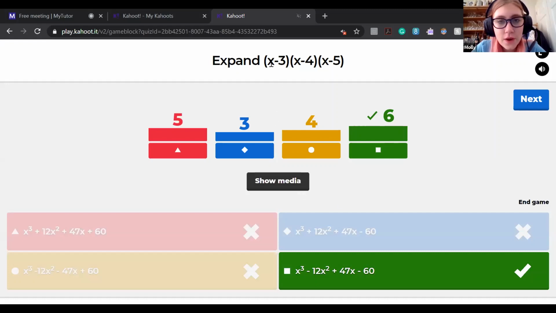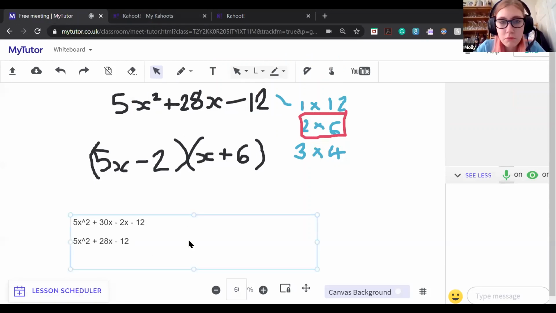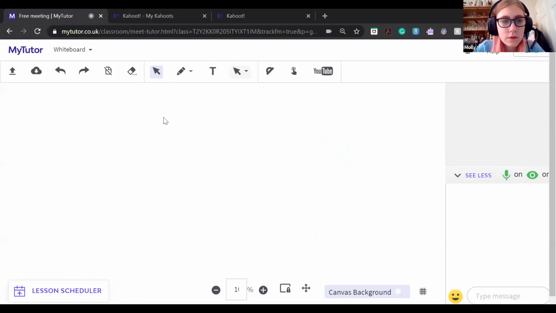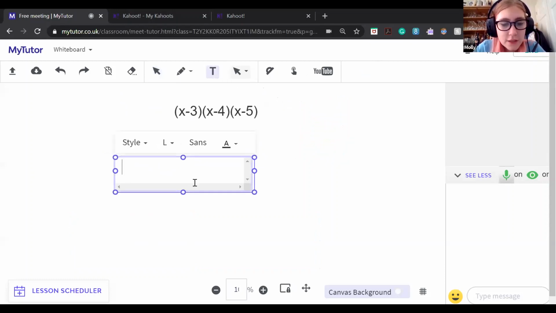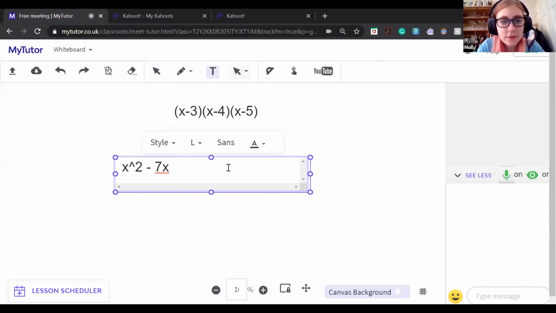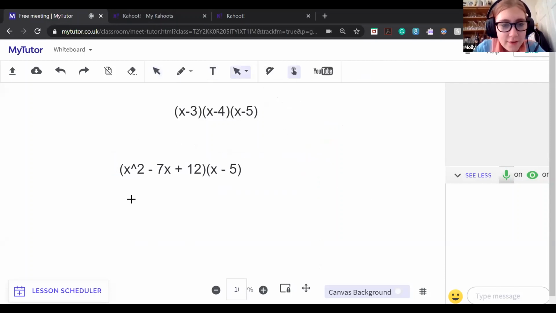So the way that we do this one is that we look at expanding the first ones first. So getting x squared minus 7x plus 12, and then multiplying that out with the second one, x minus 5. I don't have time to go fully through it, but you'll get an x cubed, then minus x squared minus 5x squared minus 7x squared, giving you that minus 12x squared.